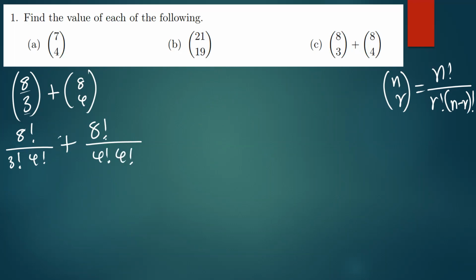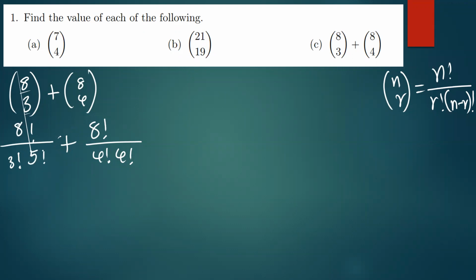And then from there, what we can do is, oh, sorry, this one's supposed to be 5, not 4. Because when you subtract 8 minus 3, the answer is supposed to be 5, not 4. So we have 5 factorial there.